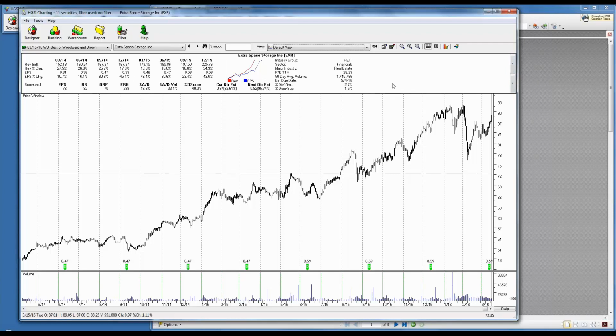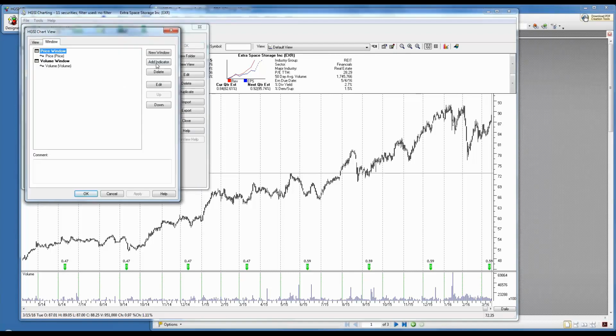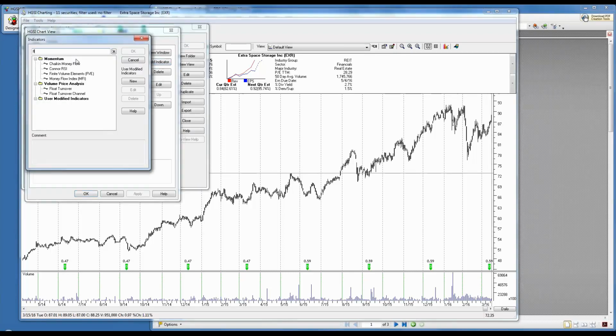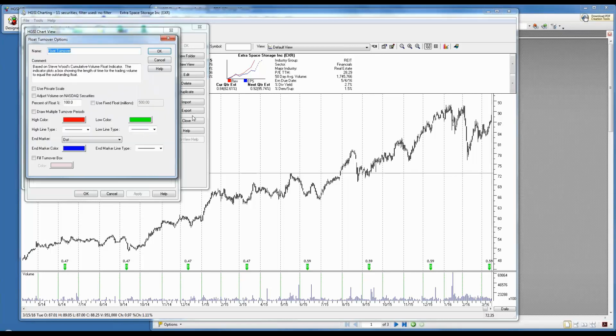So to show off how this works, I'm just going to make a new view, add the float turnover indicator. You can find it easily by just typing float. There are the two indicators showing up. The PDF guide goes over all the options, but I'll talk about them a little bit really quickly.